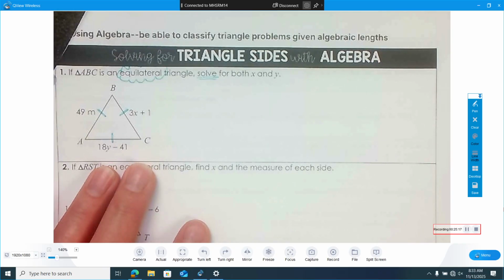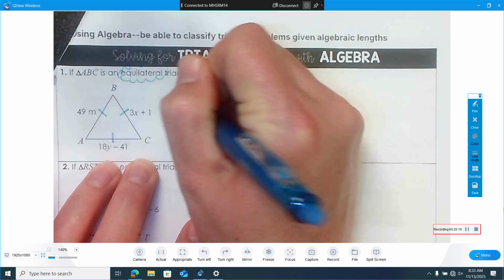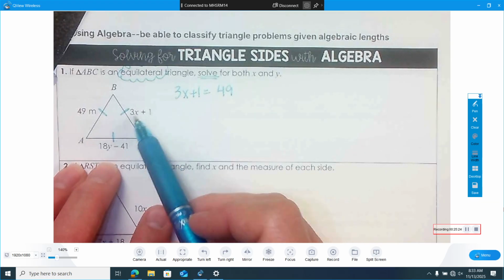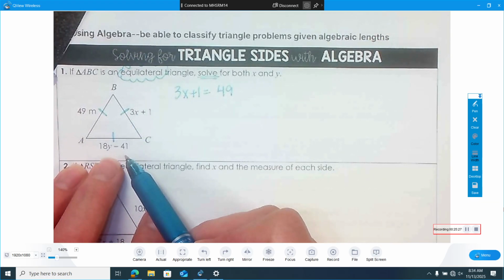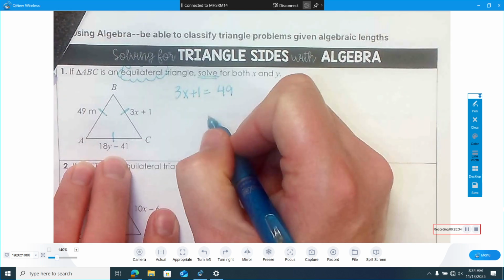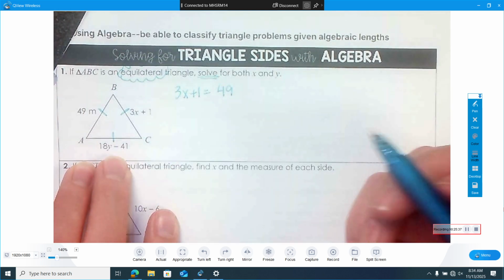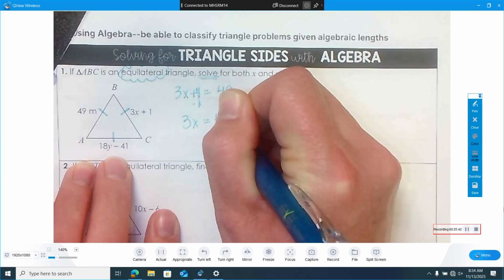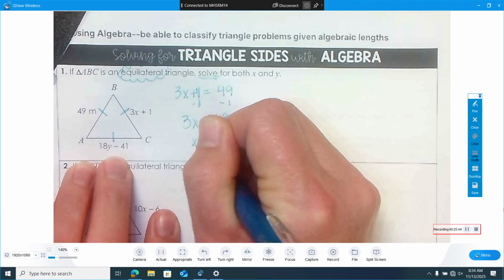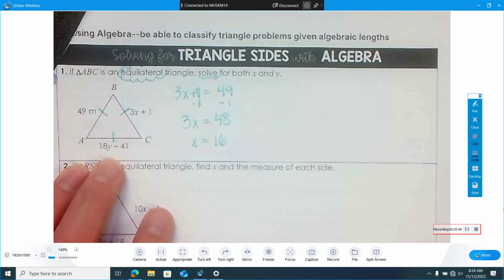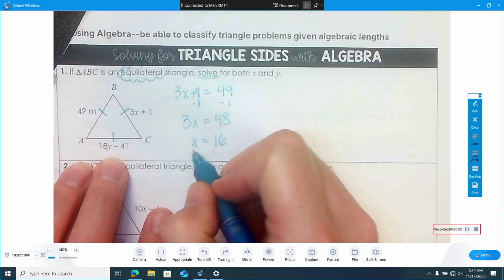What equation can I write, ladies and gents? 3x plus 1 equals 49. Good. 3x plus 1 equals 49. Could I say 3x plus 1 equals 18y minus 41? Yes. I could, but would it help me? No. I can't have an equation with x's and y's in it. It's just not helpful at all. So we can go ahead and solve. What should I do to solve for x? Minus 1 from both sides. So I get 3x equals 48, and then divide by 3. X equals 16.